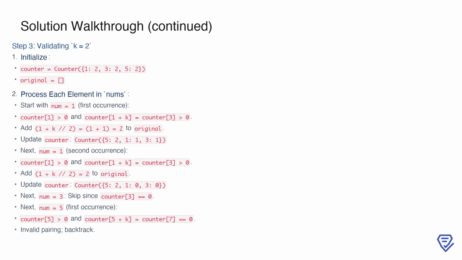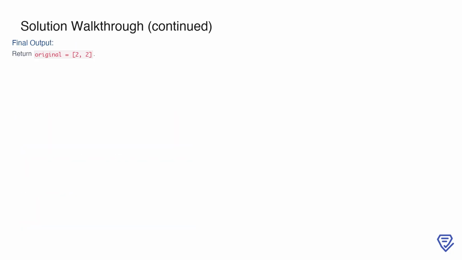For number equals 5, first occurrence, we check its pair 5 plus k equals 7, but 7 is unavailable in the counter. This means the pairing is invalid, so we cannot reconstruct a valid original array with this pairing. After processing all elements, the reconstructed original array is 2, 2. This is returned as the final output for this example.